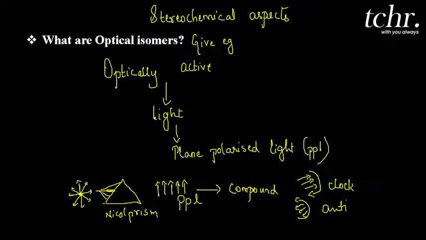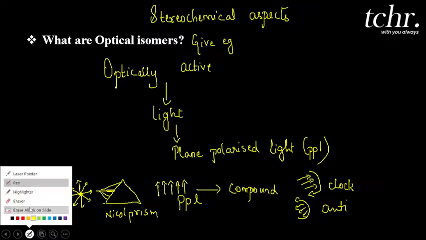Two or more compounds. Students, listen to the definition carefully. Two or more compounds that have the same molecular formula, the same structural formula, but differ in the direction of rotation of the plane polarized light. Now, if one compound rotates the plane polarized light from right to left, that is clockwise direction, another compound rotates the plane polarized light from left to right, that is anti-clockwise direction.